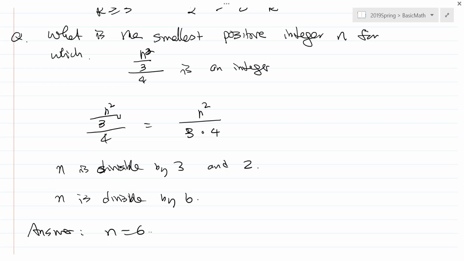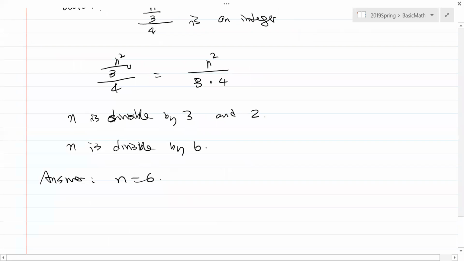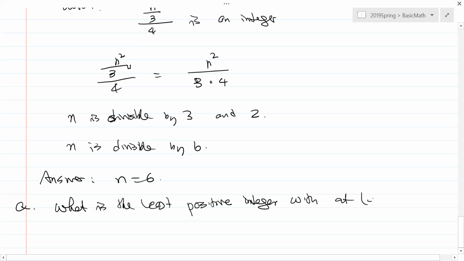Okay, so now I'm going to ask you to work on a problem. Let me give you the problem. This is about factors. Speaking of factors, here's a question. What is the least positive integer with at least 3 distinct prime factors?